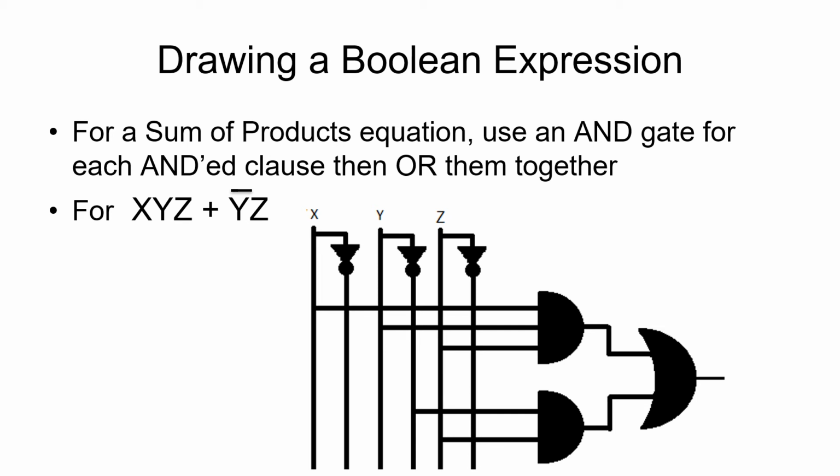So if you look at this expression, the topmost AND gate ANDs X, Y, and Z together. The lower AND gate ANDs not Y and Z together. And then the outputs of those two AND gates go into an OR gate, and that's the result of the equation.